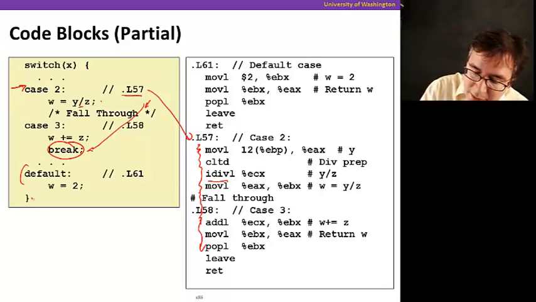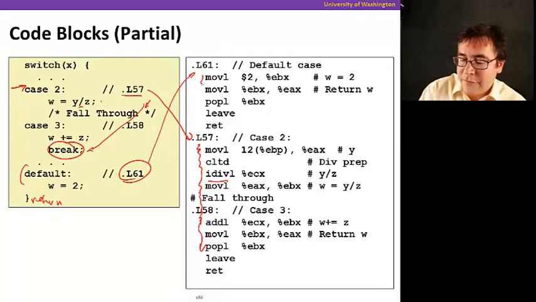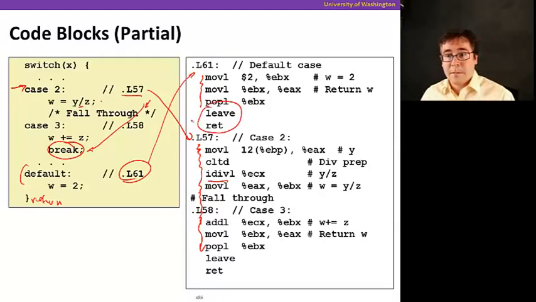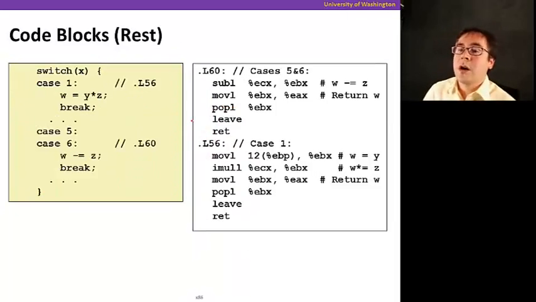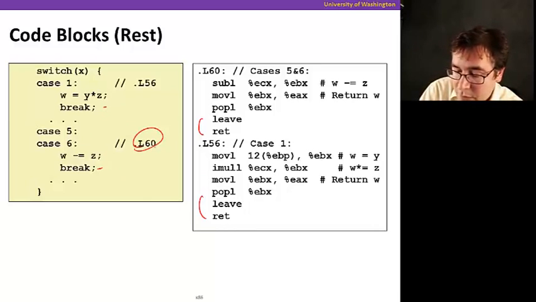And note here that the default case also has a return after it. If you look here at label .L61, we're going to see that right after being done with the corresponding code block, we also leave and return from the function. So here's the rest of the code blocks for our example. Again, the important thing to notice is that you have returns after every single block that had breaks. And both case 5 and case 6 are mapped to .L60, which is that label here.